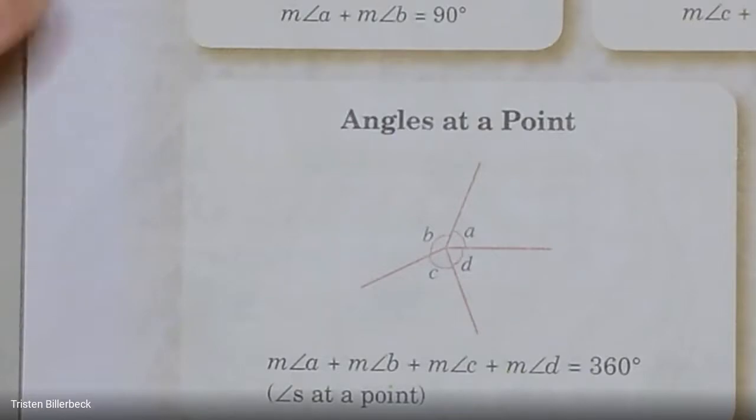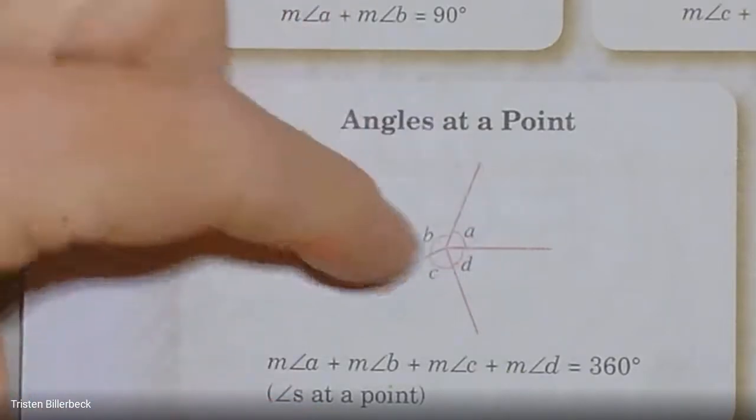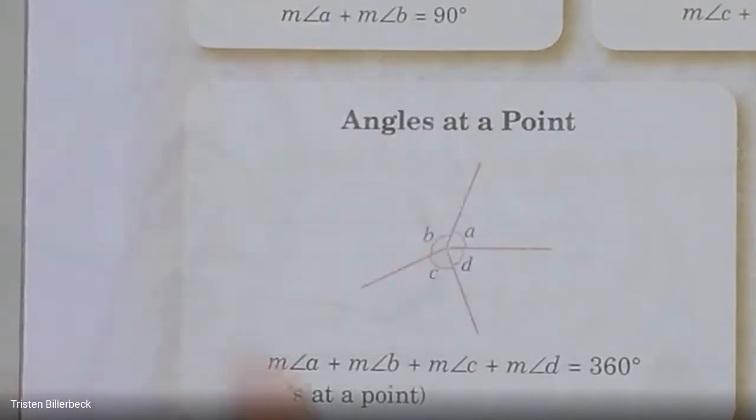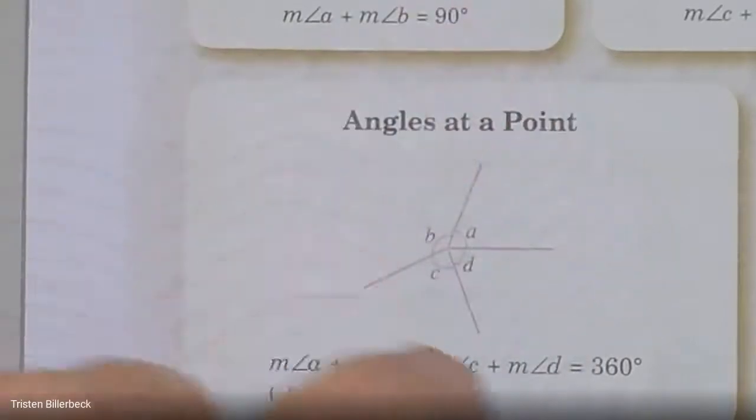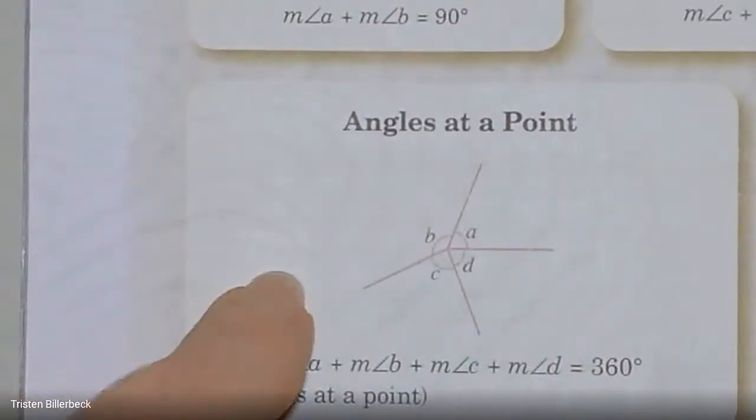As you do double turns and all that, the degrees keep getting larger and larger. So if we have A, B, C, and D, we would take the measure of angle A plus the measure of angle B plus the measure of angle C plus the measure of angle D, and that's going to equal 360 degrees because they all make a circle when you add them up.